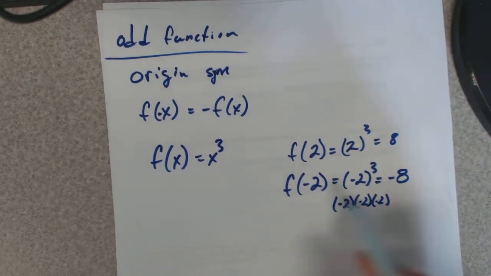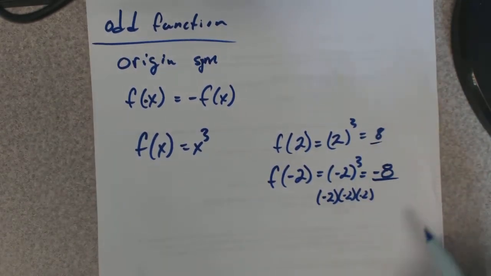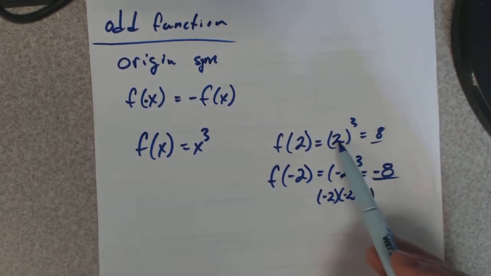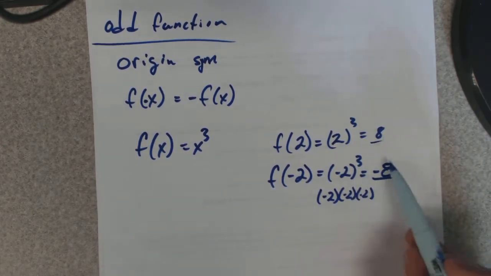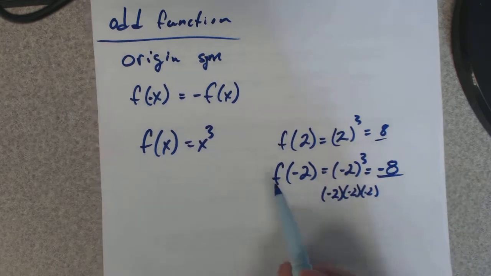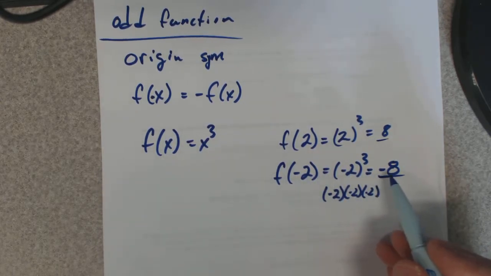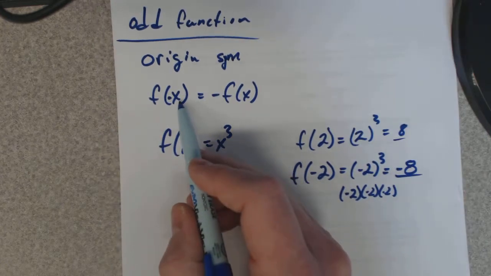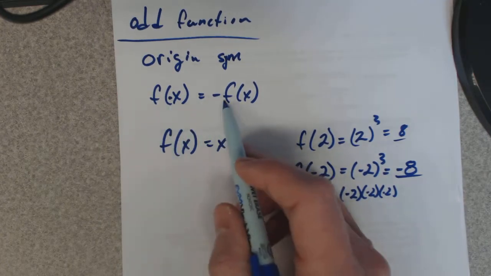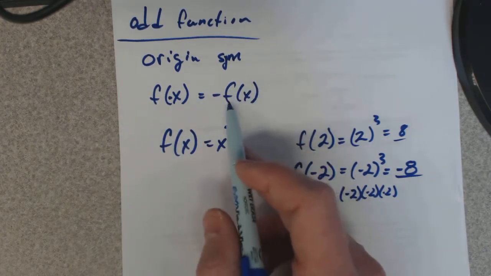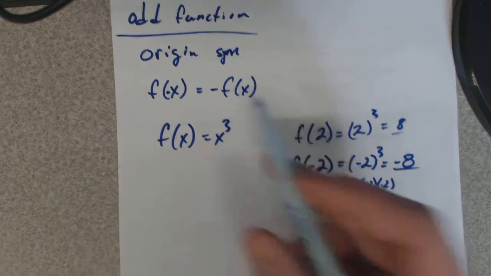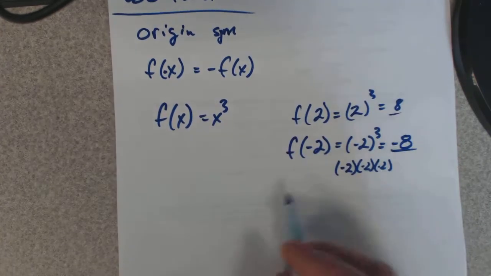So look at what happened. I didn't get that even business, right? I didn't get the part where if I plug in 2 and negative 2, I get the same number. So it's not even. But look at what happened. I plugged a negative value in and got a negative value out. This is the idea. I plugged a negative value in, and then the whole function, the whole output was negative. That's what happens when it's odd.